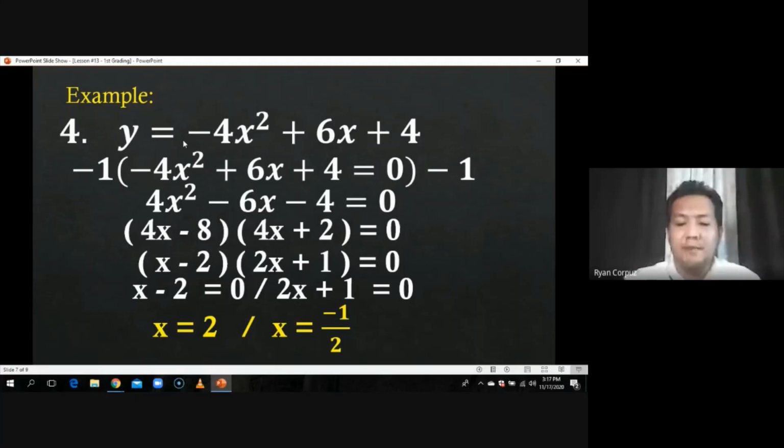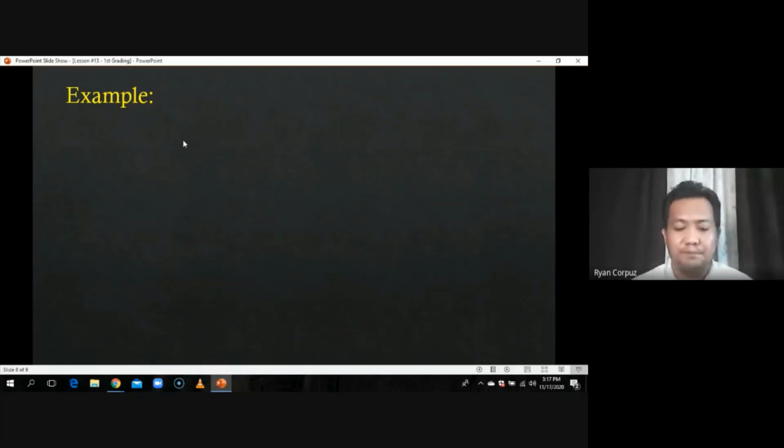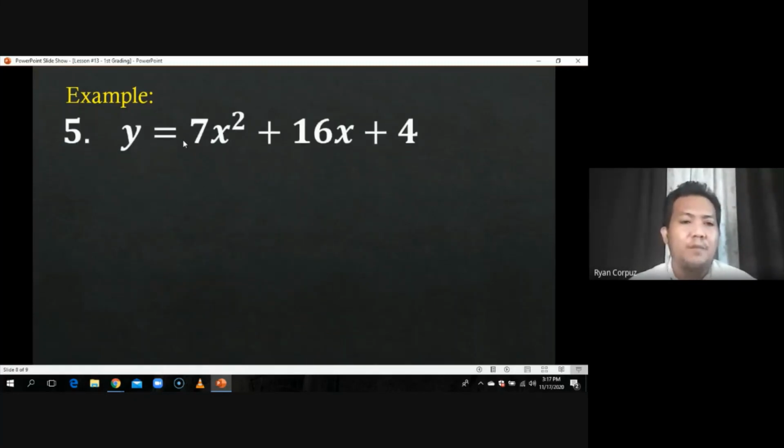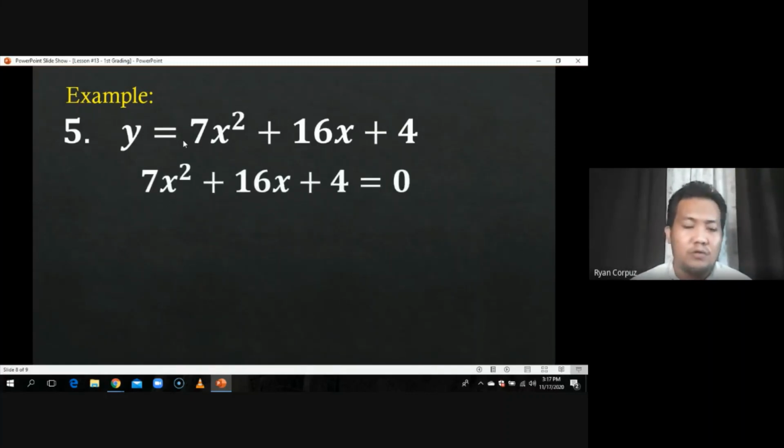Let's try another example. Let's have here example number 5. The given here again is y is equal to 7x squared plus 16x plus 4. So just like what we did, the first thing we're going to do is to transform it into an equation, then arrange it in general form. So we have 7x squared plus 16x plus 4 equal to 0. So similar to examples 3 and 4, we're going to solve it by factoring again using AC method. So find out factors of 7 and 4, that would be 28. 7 times 4 is 28.